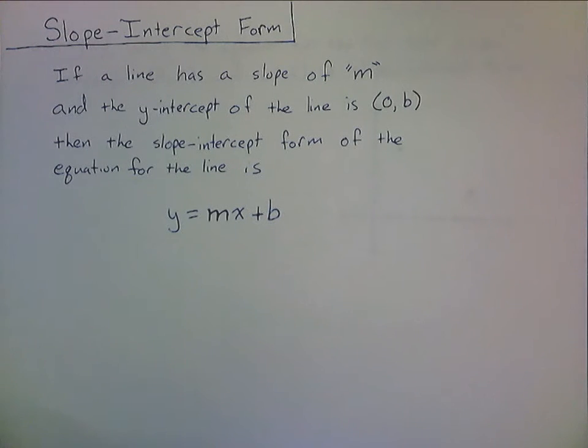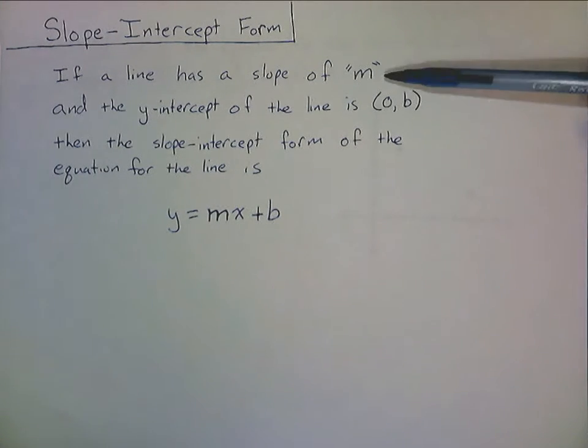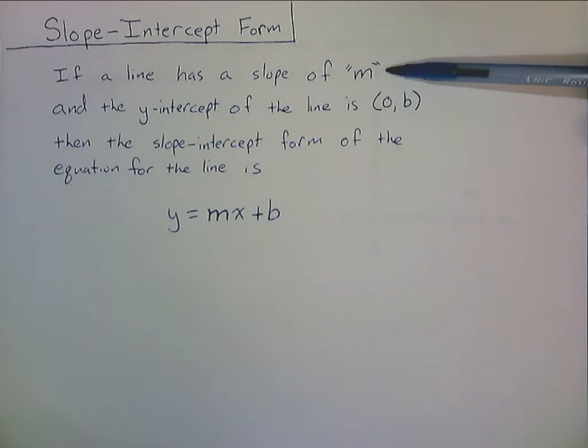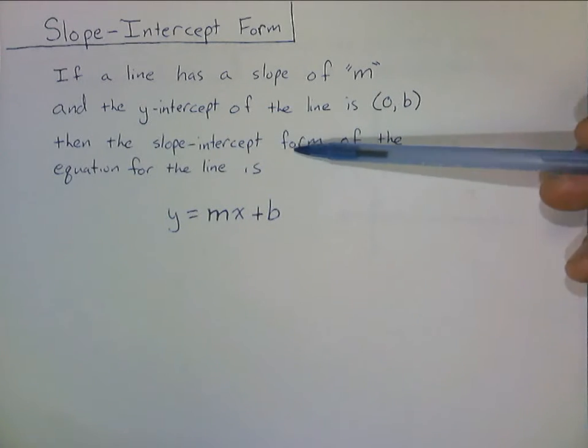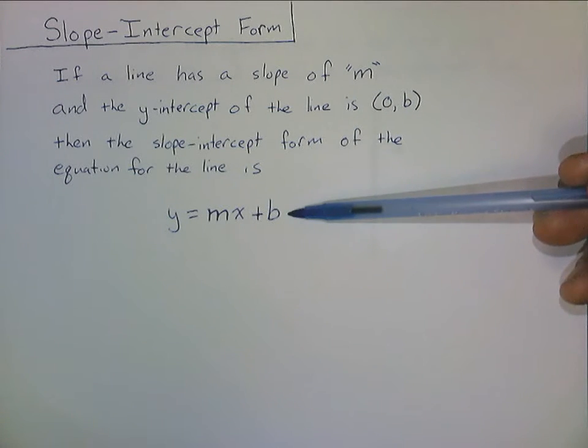Today we're going to be talking about the slope-intercept form. And we have the definition of it right here for you. If a line has a slope of m, meaning just a number, and the y-intercept for the line is the point (0, b), then we can write the equation for the line in what is called slope-intercept form thusly: y equals m times x plus b.